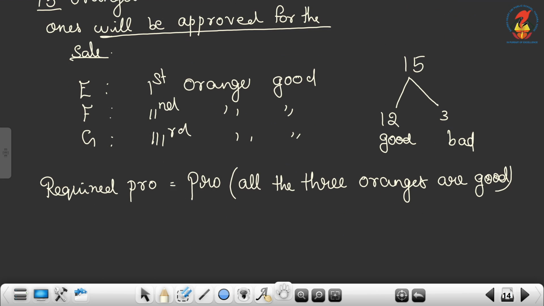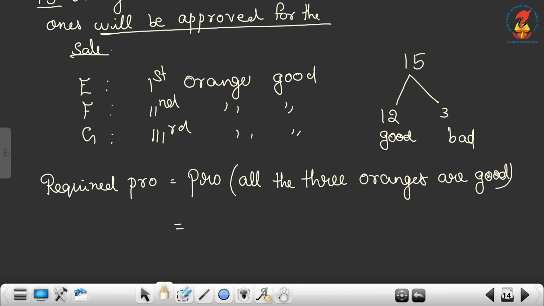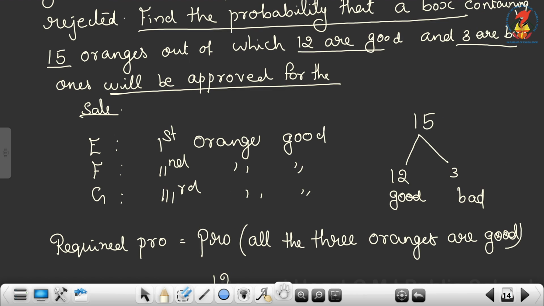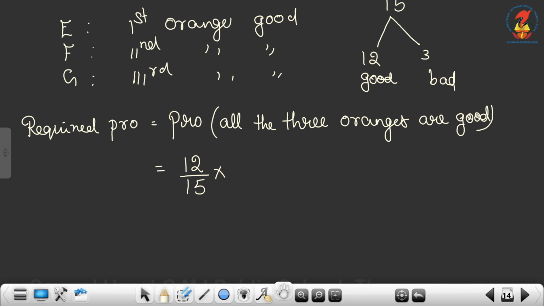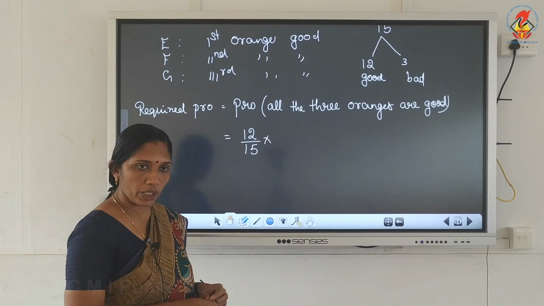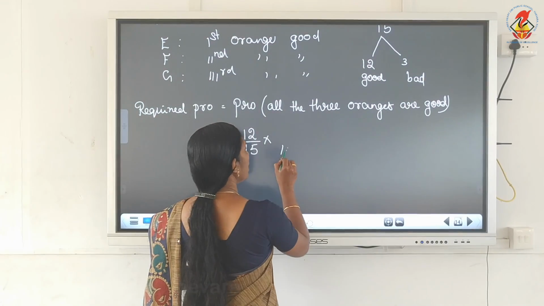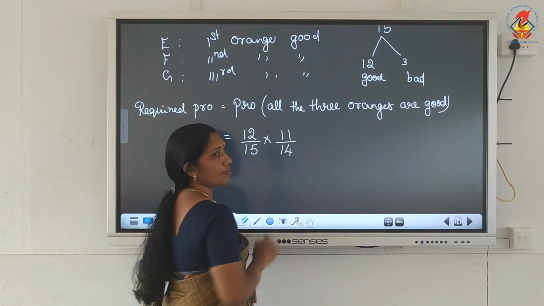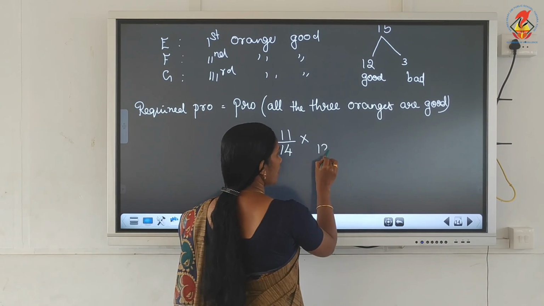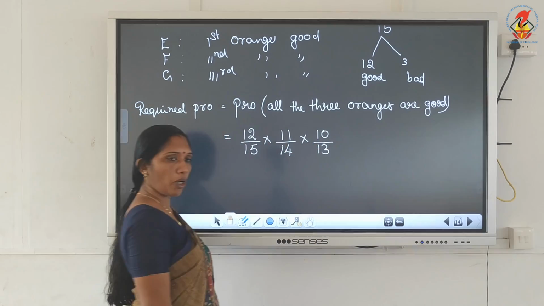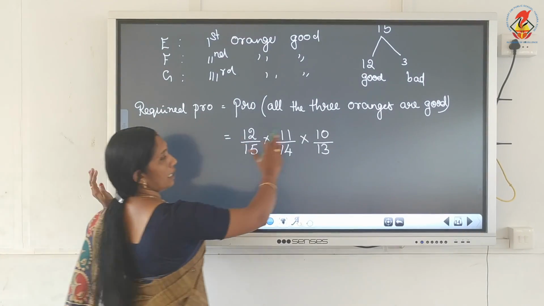Good. So what is the probability of the first good orange? There are 12 good oranges, so the first one is 12 out of 15. And here it is without replacement. Check it. After taking the first orange, there are only 14 oranges, out of which 11 are good. After that, 13 oranges and 10 are good. This I directly wrote here.